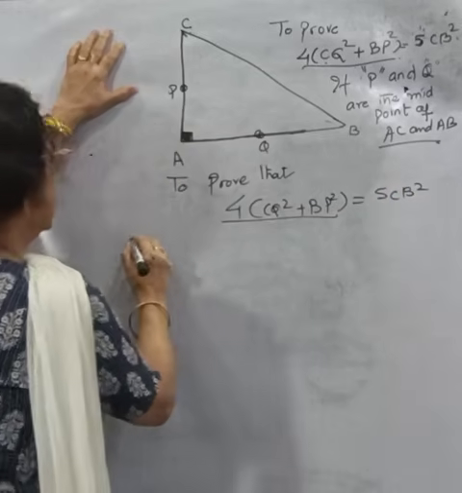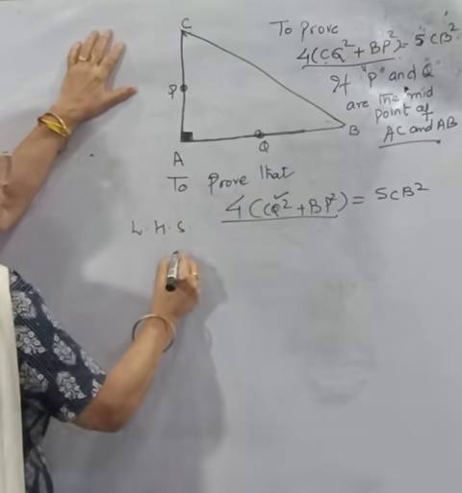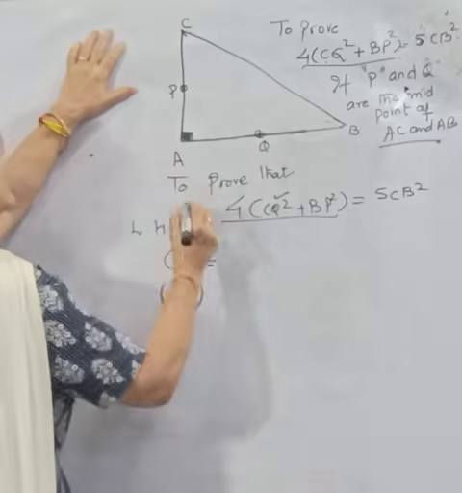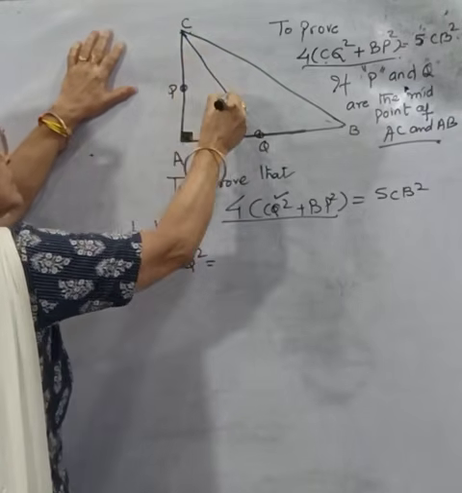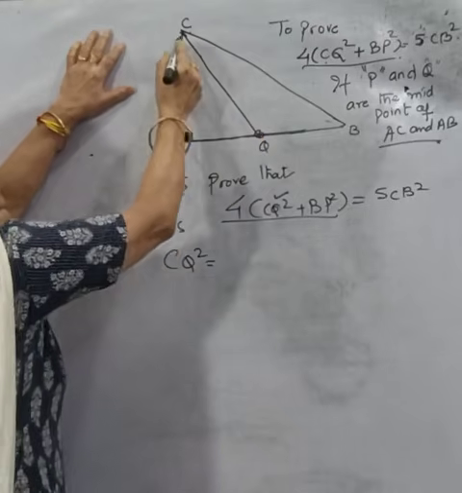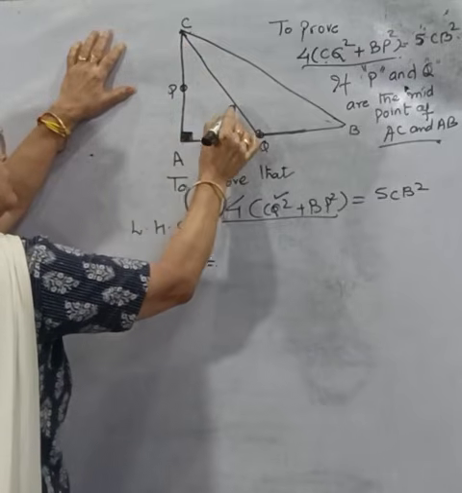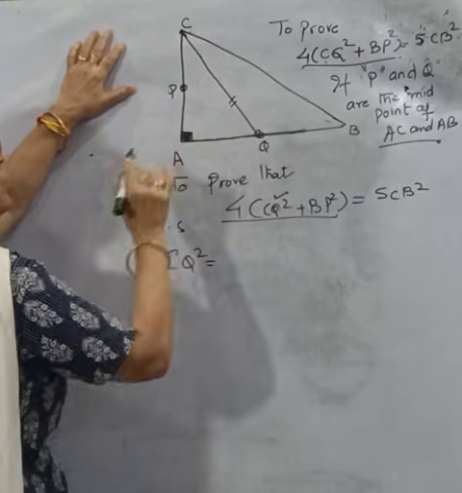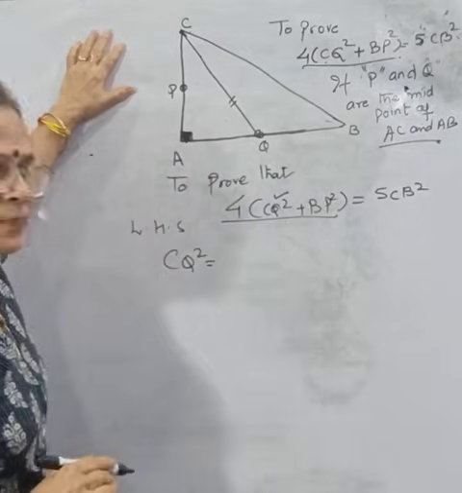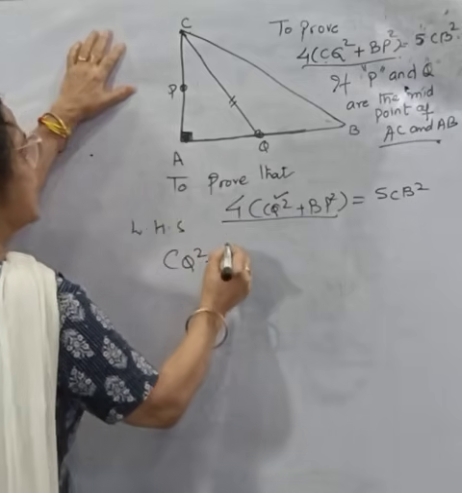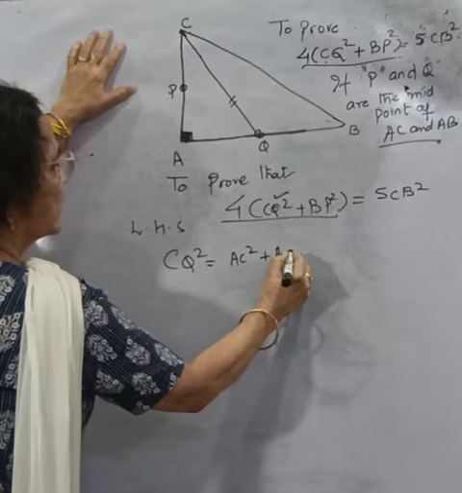Now we are going to take the left hand side. First of all, let us find the value of CQ square. If we join this, it will be a right angle triangle, so that we can apply the Pythagoras theorem in order to find the value of CQ in terms of AQ and CB. So this can be written as AC square plus AQ square.